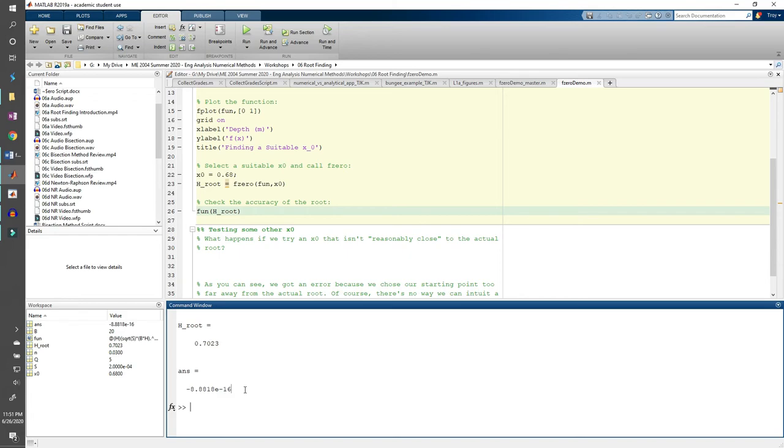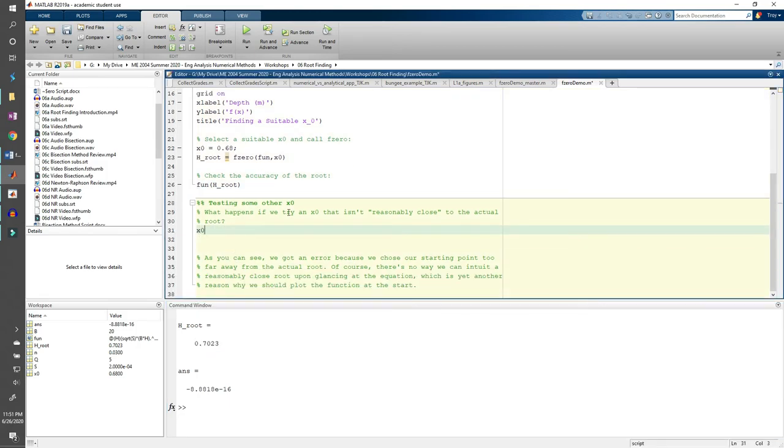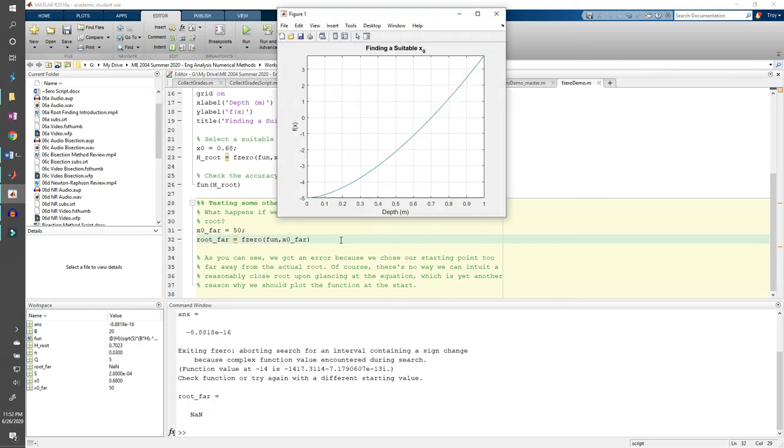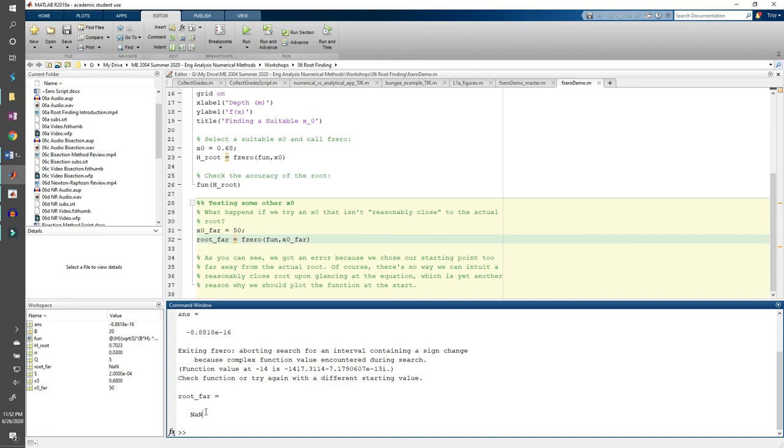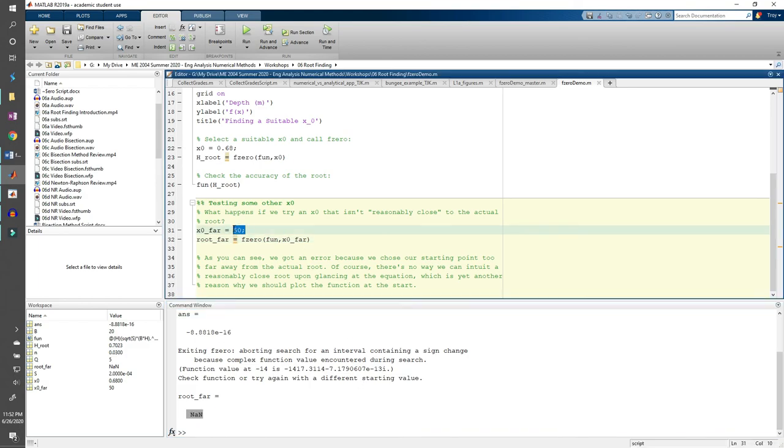Finally, let's try calling fzero with an initial guess that is far from the actual value of the root. Recall that fzero will diverge if you pick a guess that's not reasonably close to the true root. We know that the true root is around 0.7, so let's try an extreme initial guess. As you can see, fzero returned NaN, which means not a number. In other words, fzero diverged because our initial guess of 50 was too far away from the true root. This is why you should always plot the function to select an initial guess so you don't make fzero diverge.